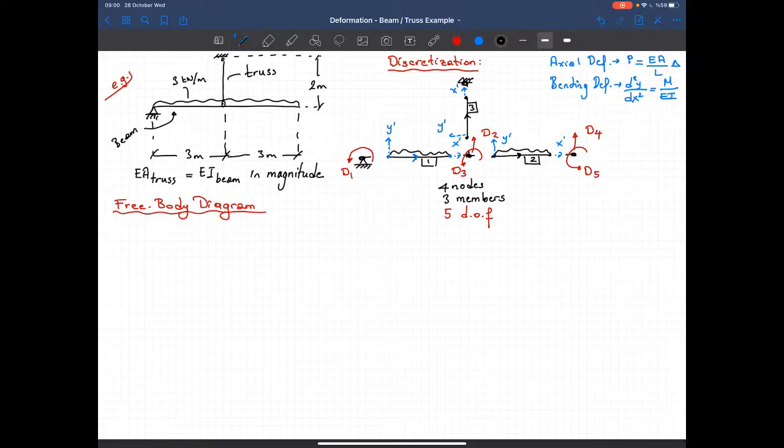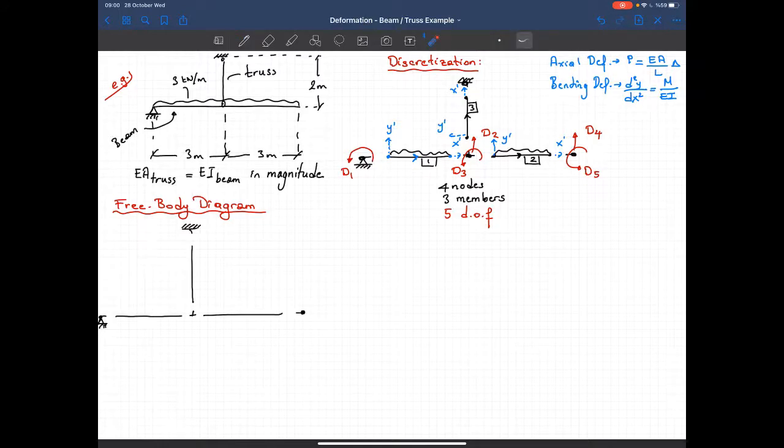So let's draw the free body diagram. Again, we will be using the discrete version, the members and nodes. So I'm showing everything here. And that's it. Now, let's try to calculate the forces.